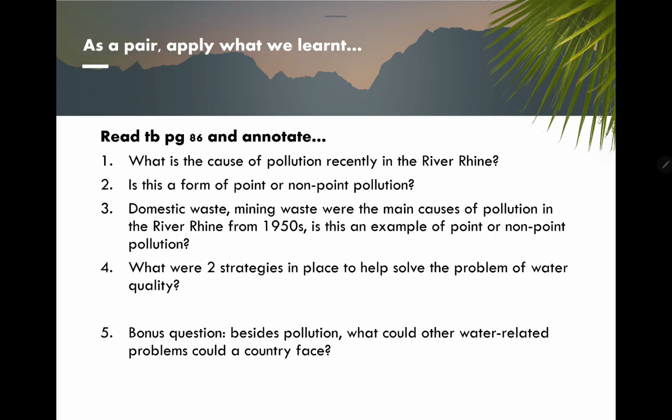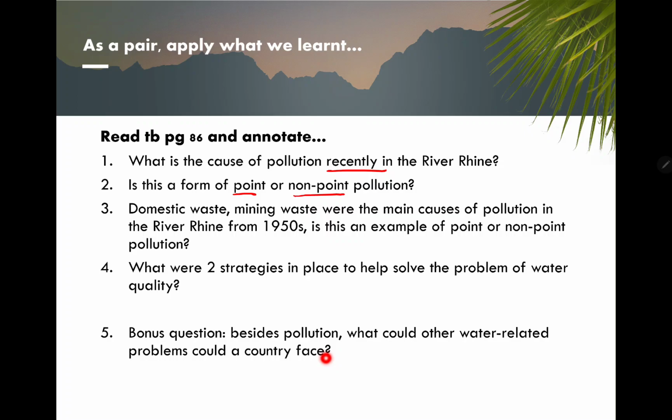Alright, so this is the activity that I would like you to do. Read textbook page 86. I want you to annotate, meaning your textbook shouldn't be clean. Page 86, I want you to record down what is the cause of pollution recently in the River Rhine. It is the one in Europe. Then, is this point or non-point pollution? I'm not giving you the answer here.